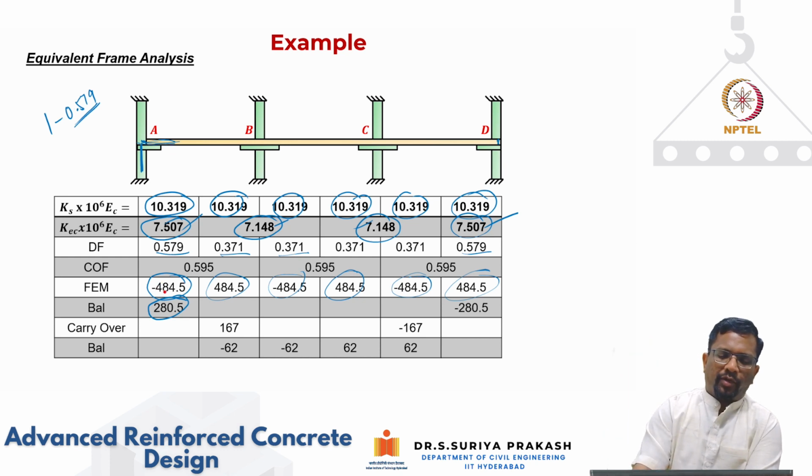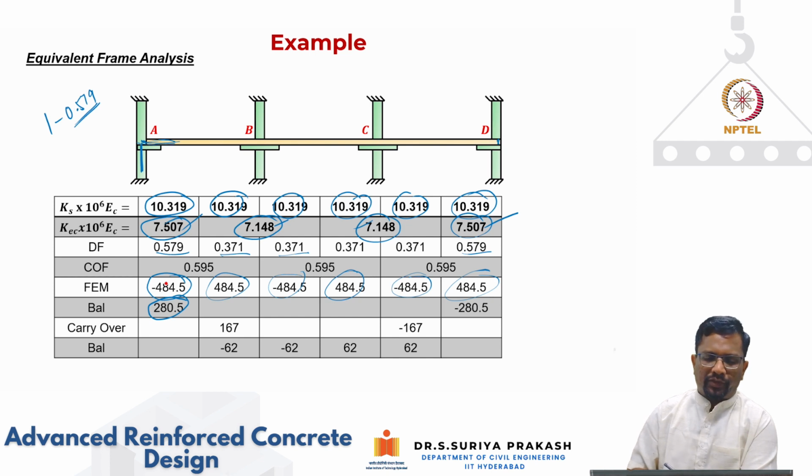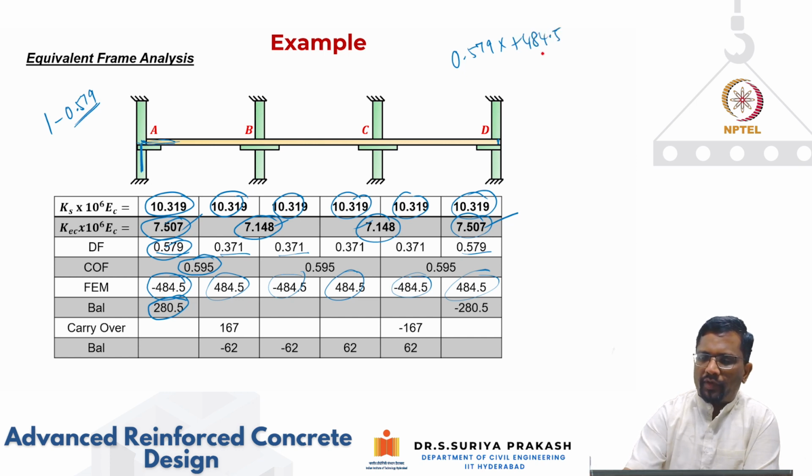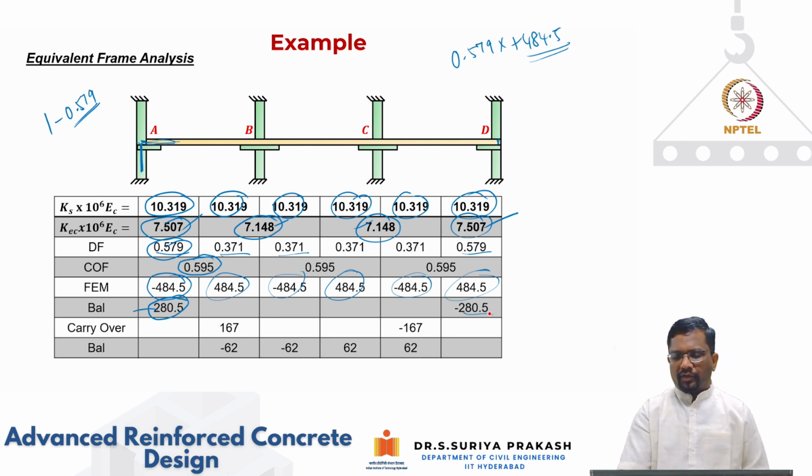But here I'm not applying plus 484, I'm applying only plus 280. Why is that so? Because we are concerned about the distribution factor, which is 0.579. So I take 0.579 multiplied by plus 484.5. That is the moment that I'm applying as a balancing moment. Similarly on this side also.